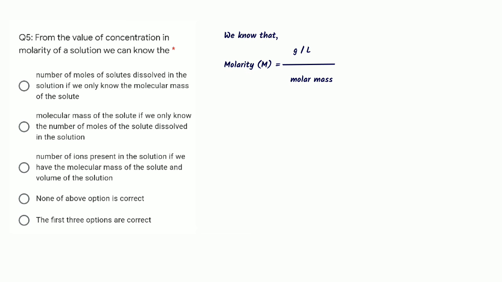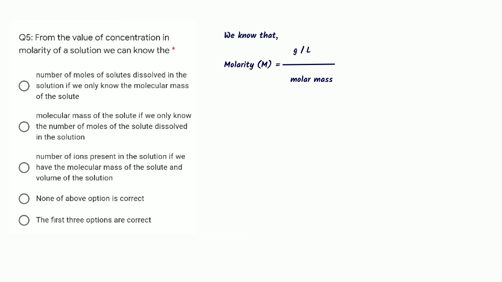So what about the second option? The second option is that if we know the molarity of the solution, then we can know the molecular mass of the solute if we only know the number of moles of the solute dissolved in the solution. No, this is not correct, because here also volume is missing. So what about the third option?